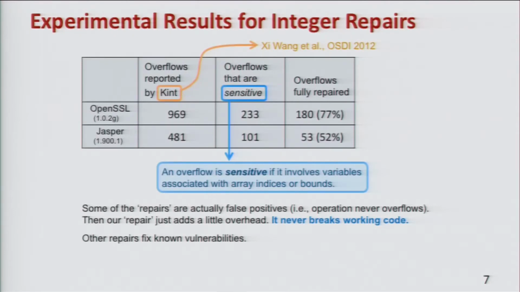So we have implemented this technique and tested it on OpenSSL and Jasper. We use Kint to detect whether an arithmetic operation can potentially overflow, and then we narrow down those overflows to only those that are sensitive, that is, those that involve array indices or bounds. In OpenSSL, our technique was able to repair 77% of sensitive overflows, and in Jasper, it was able to repair 52%. Now, some of these repairs are actually false positives, but other ones correspond to known vulnerabilities in the tools.